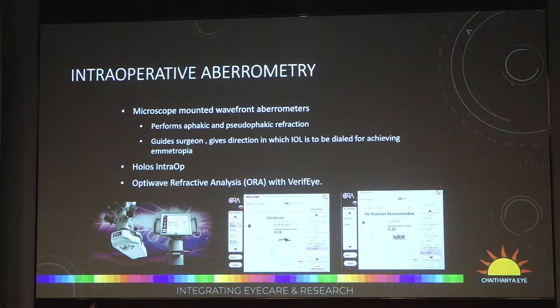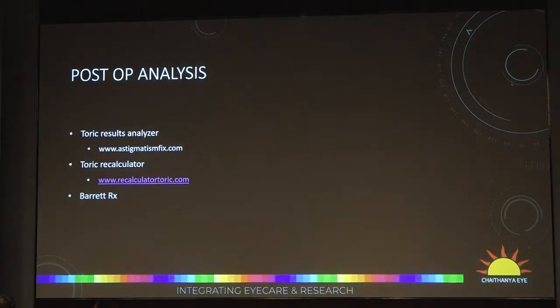And there is also intraoperative aberrometry, which performs an aphakic and pseudophakic refraction on the go while you're operating. The ORA with Verify is the one that is popular. Holos IntraOp, I do not think is manufactured anymore. It guides the surgeon, giving the direction in which the IOL has to be dialed during surgery to achieve emmetropia. Post-op analysis is important.